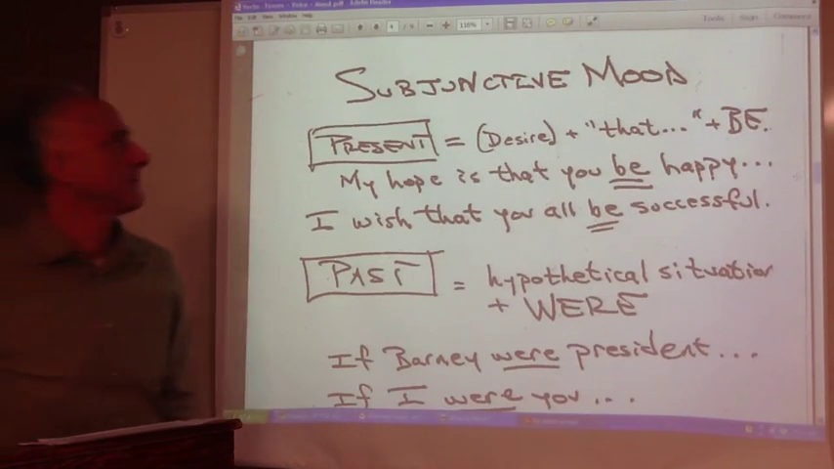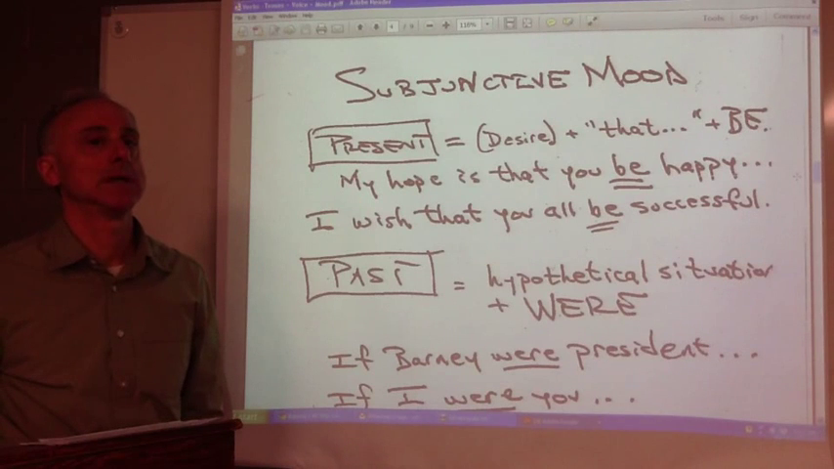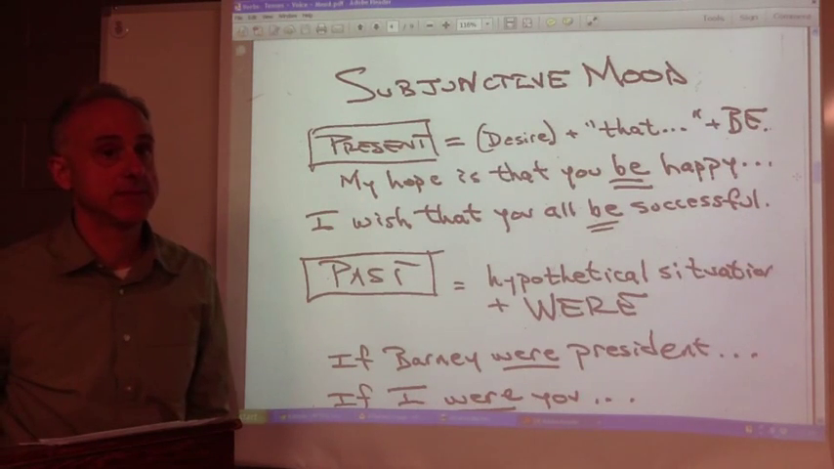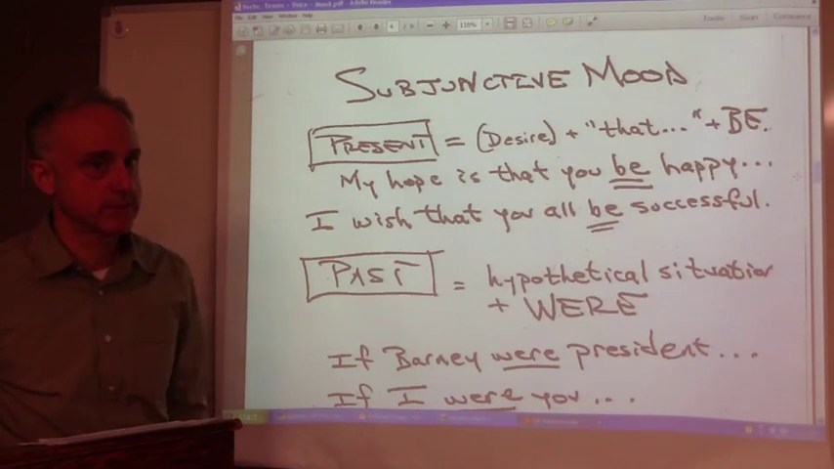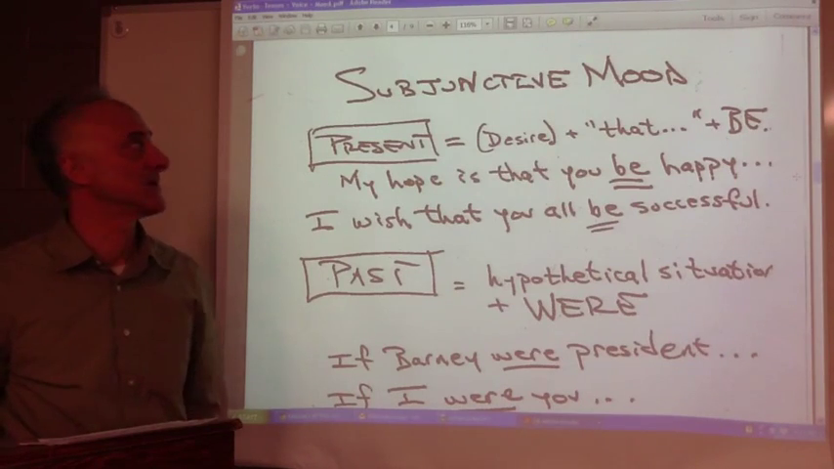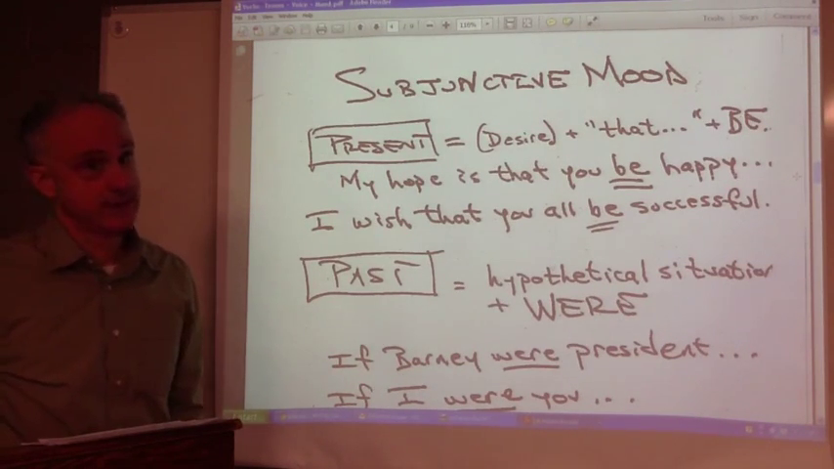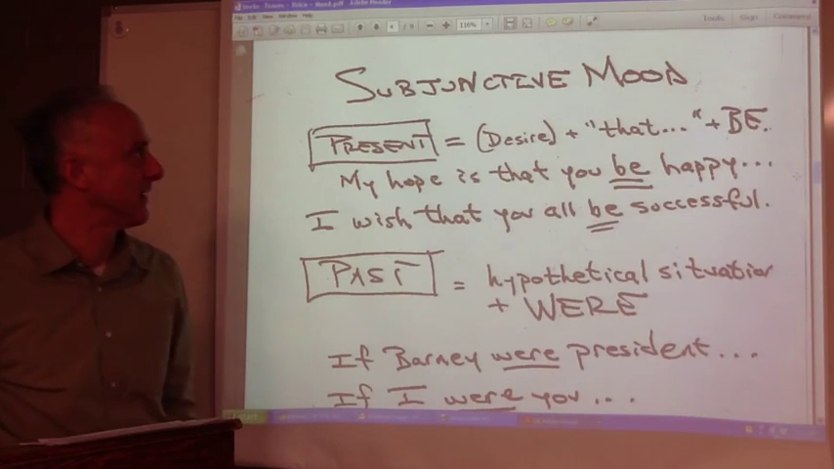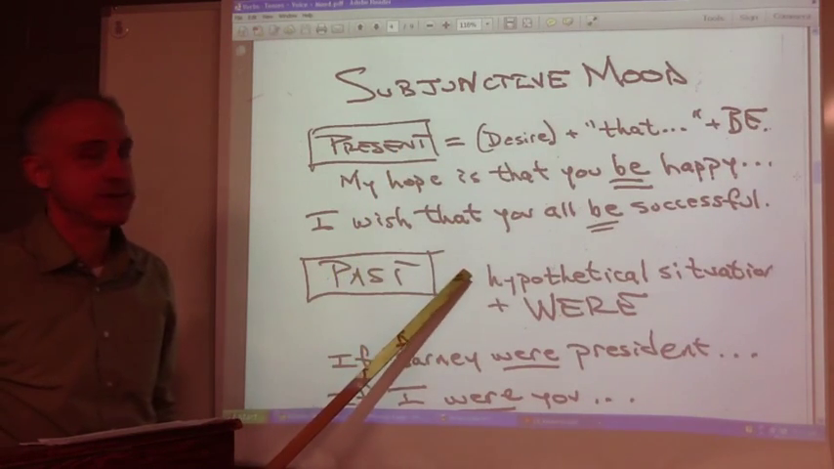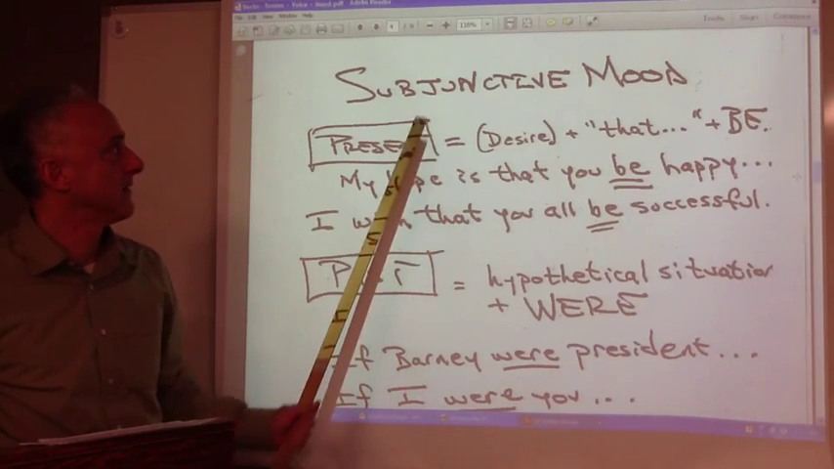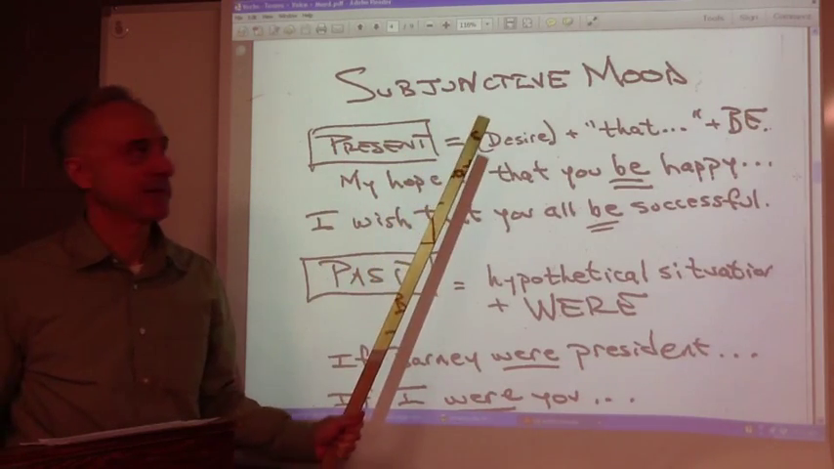Okay, mood. We have three moods in English: the indicative mood, the imperative mood, and the subjunctive mood. In Latin-based languages, this is used a lot. It's used for politeness or wishes or desires. We don't use it in English hardly ever, but there are two forms of it, and we do use it sometimes. And so I want to back up before I talk about this.